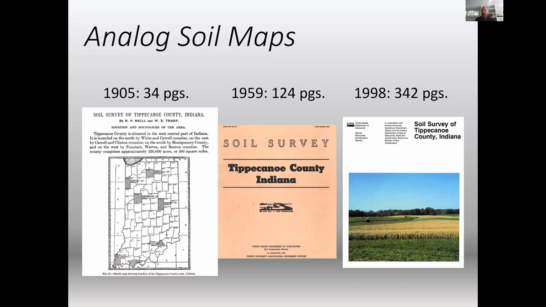Just to give you an idea of how much information is stored in these maps, the initial soil survey for Tippecanoe County was around 34 pages long. The next version, updated in 1959, was 124 pages. Then it was updated again in 1998, at around 300-some pages, and now it's well over 500 pages of detailed property and spatial information related to soils. If you've ever picked up an old, now antiquated, printout version of a soil survey, there's tons of work and tons of science that went into building those maps.